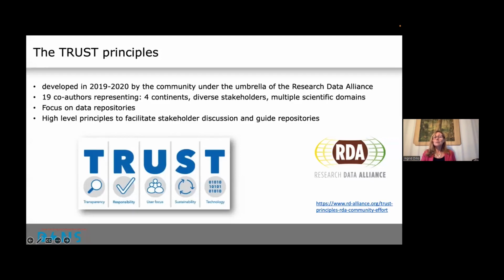Now, complementary to the FAIR principles for data, we now have the TRUST principles that are focused on repositories to guide us. These TRUST principles were developed, again, under the umbrella of the Research Data Alliance. Like I said, they focus on data repositories. They are domain agnostic. And like the FAIR principles, they provide high-level guidelines to facilitate the discussion between the different stakeholders and also to guide the repositories themselves.